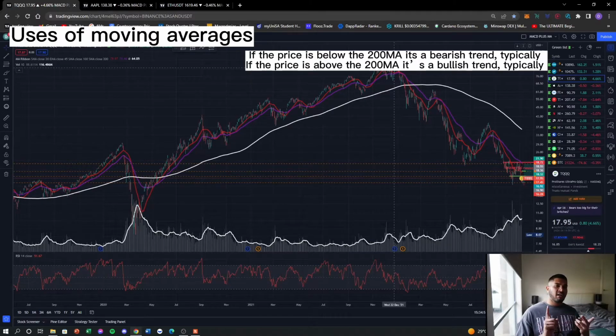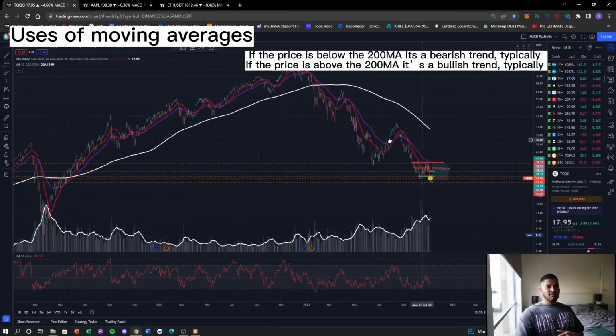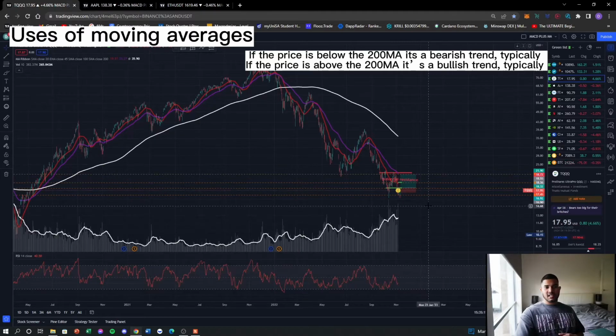The 20 MA, 50 MA, and the 200 MA can be very advantageous. What I usually use is just the 20 and the 200, the 20 MA for the very short term levels of moving support and resistance, and the 200 MA to define the trend, because we can clearly see here price is below the 200 MA over here, and it's been selling off. So it's as simple as that.